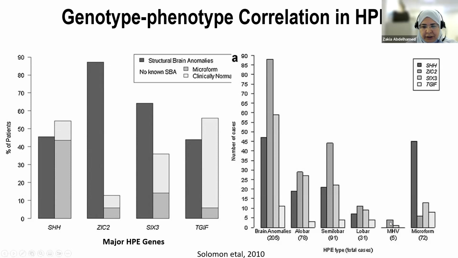Also in ZIC2, we have the middle interhemispheric variant. It seems like ZIC2 is the most common cause of the middle interhemispheric variant in those patients that develop holoprosencephaly. So testing for ZIC2, if the patient has the middle interhemispheric variant, we would suspect that ZIC2 is the mutant gene based on these findings.